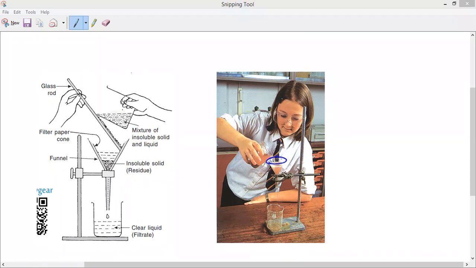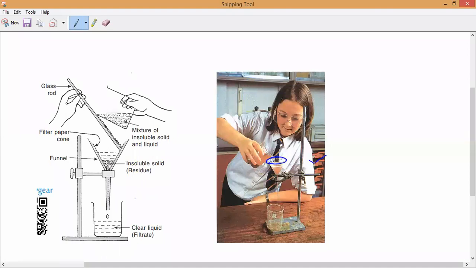Now, this is the schematic or diagrammatic representation of it. Even though this girl is not using the glass rod here, if you use the glass rod, it is even more convenient to separate the solids. Actually, without a glass rod also we can use it, so directly also we can pour. But if you use a glass rod, we can pour a little more slowly, so that more solids, the residue, will form on the glass rod also.